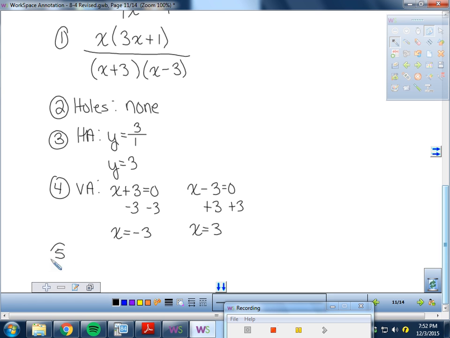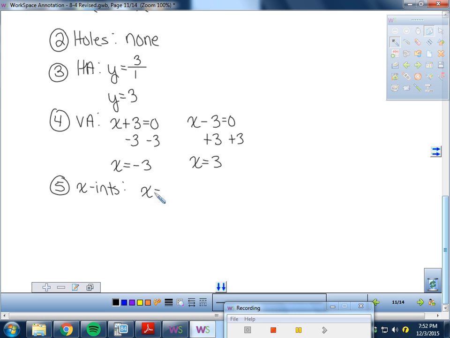Step 5 is my x-intercepts. So in order to do that, I look up at the factors in my numerator. I have an x and a 3x plus 1. So I set the x equal to 0, and I set the 3x plus 1 equal to 0. I have nothing to solve for here. Over here, I've got to subtract 1 and then divide by the 3. So I get x equals negative 1/3. So my two x-intercepts are 0 and negative 1/3.